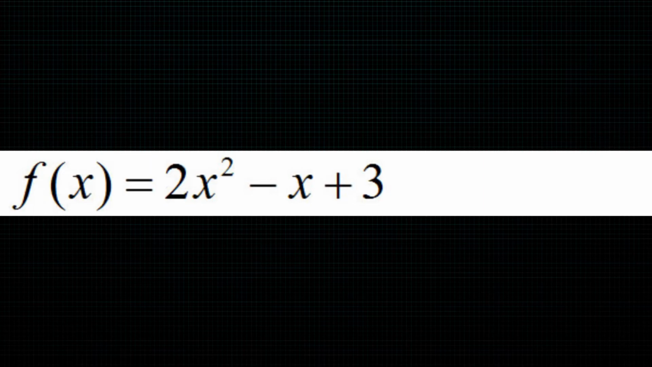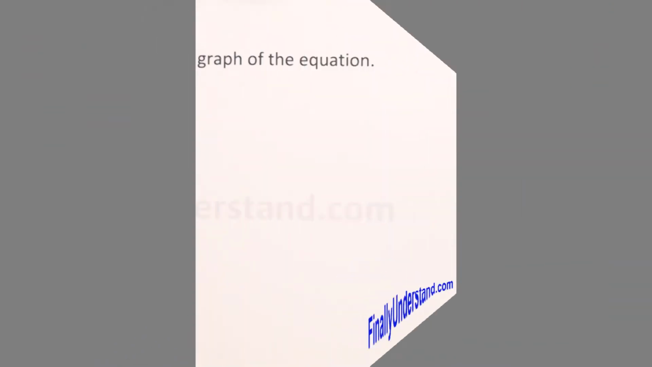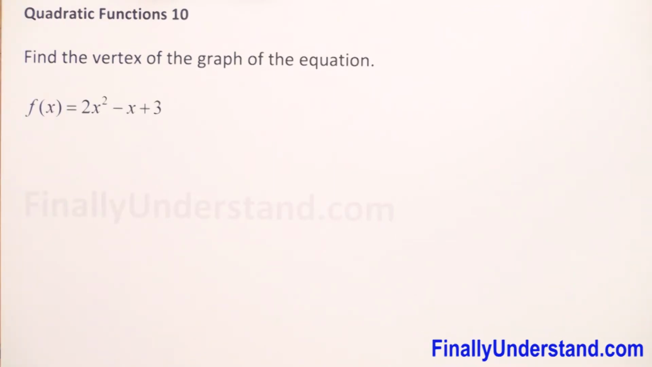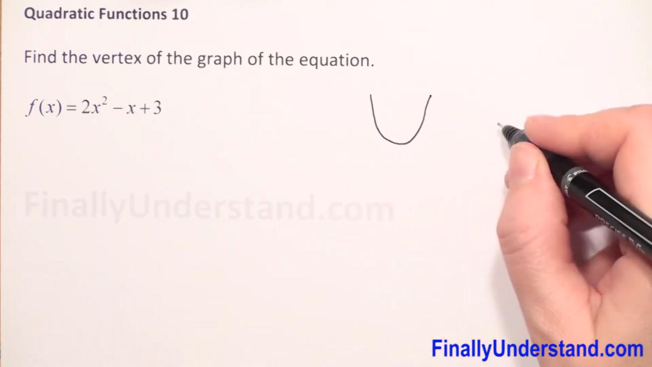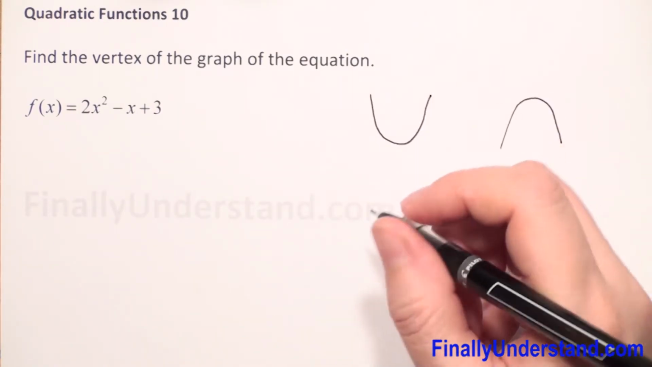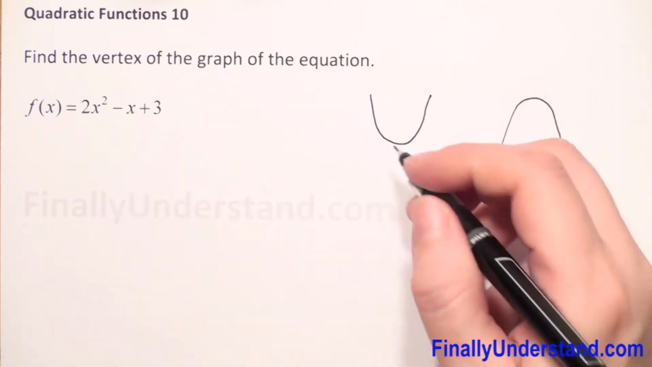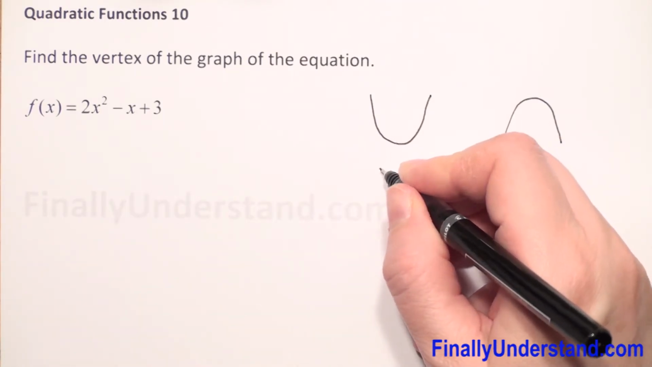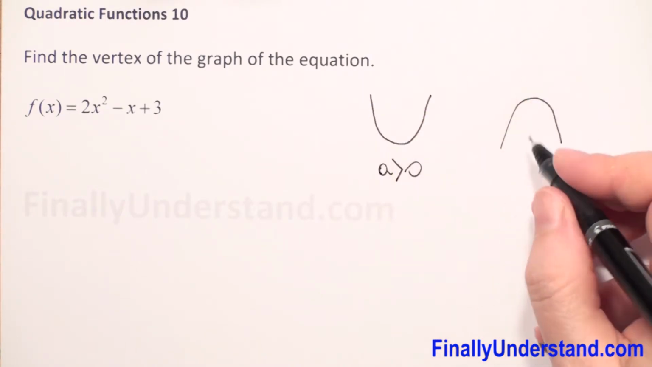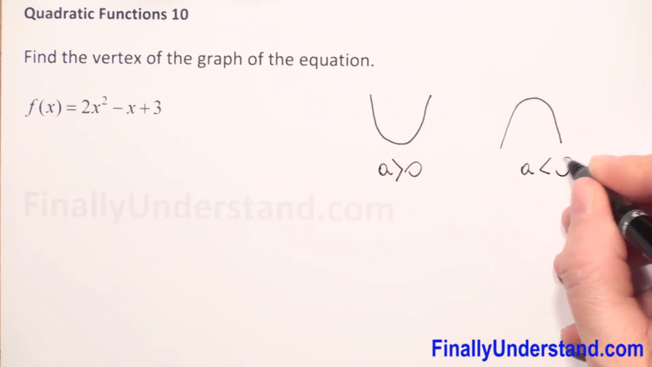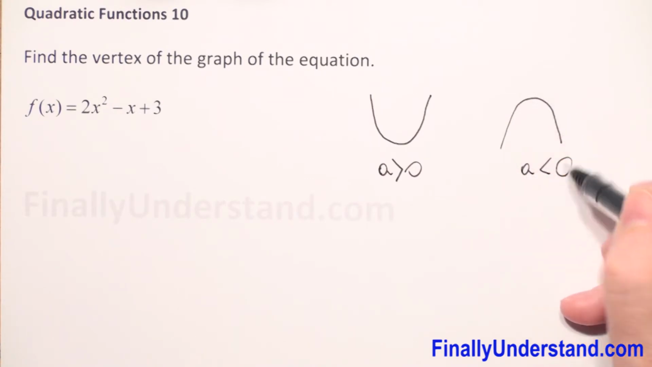We have to find the vertex of the graph of the equation. We have a quadratic function. We know that the graph of a quadratic function is a parabola, and a parabola can open up or open down. Everything depends on the coefficient before x squared. When the coefficient before x squared, a, is greater than 0, the parabola opens up, and when a is less than 0, the parabola opens down.